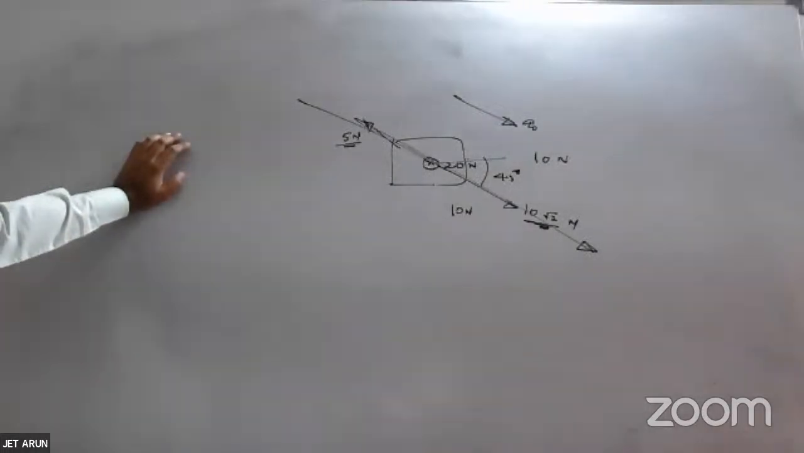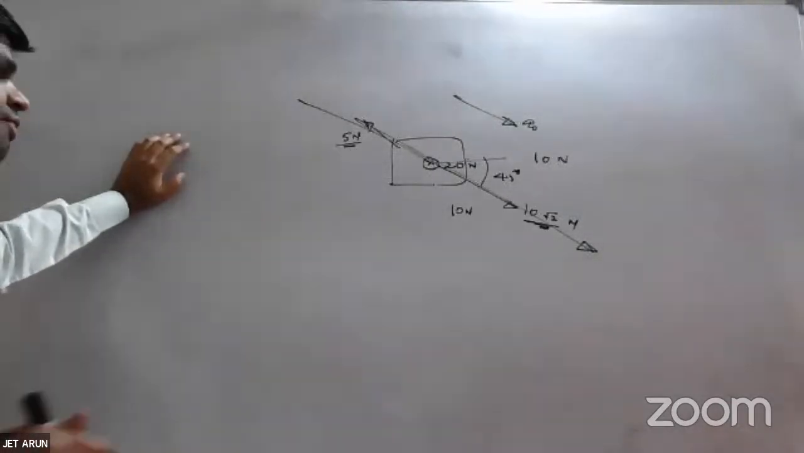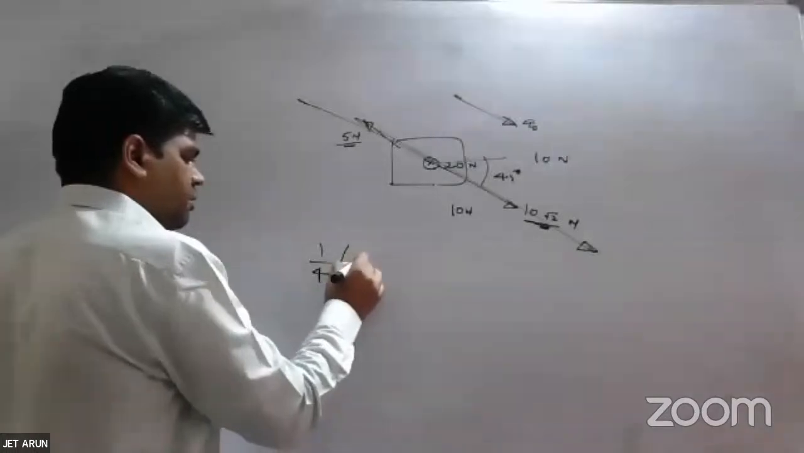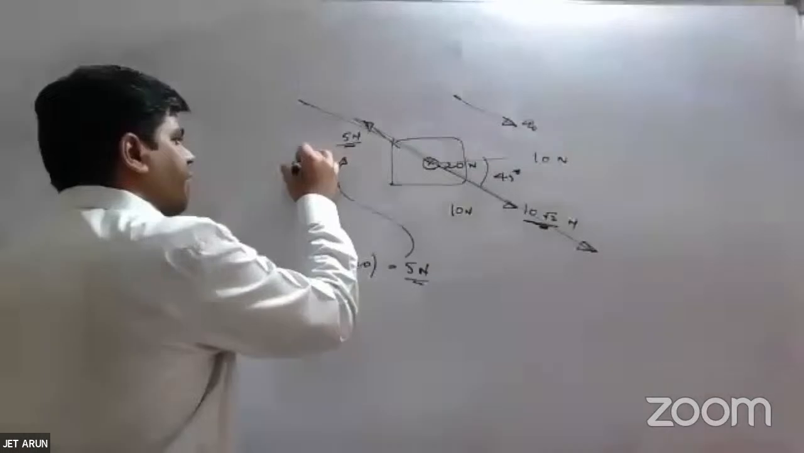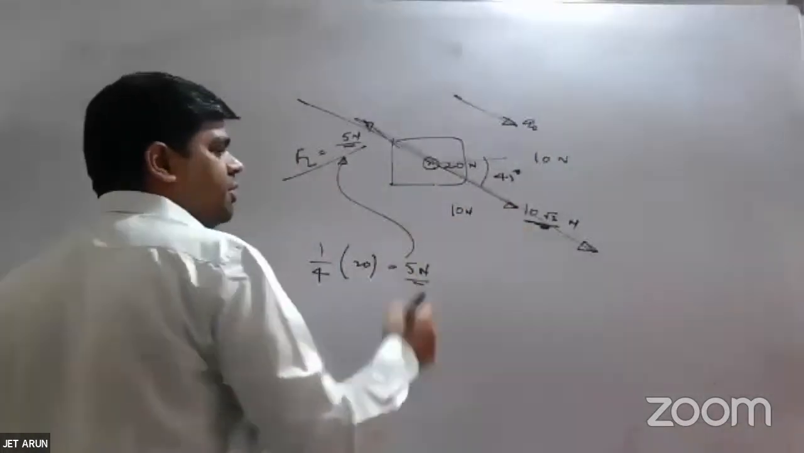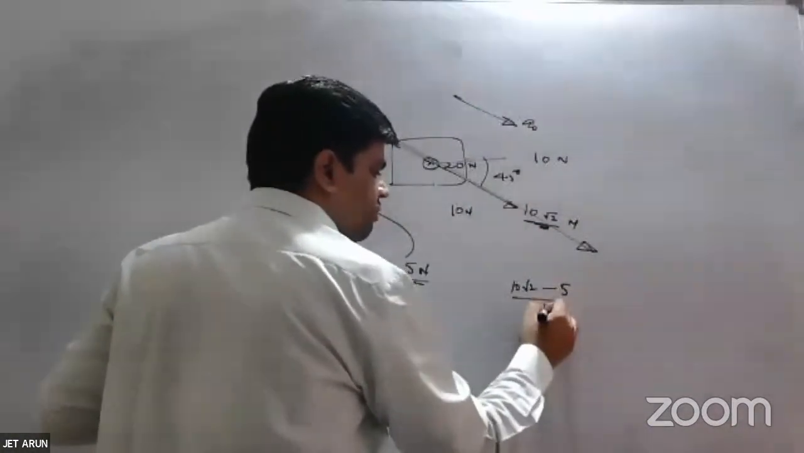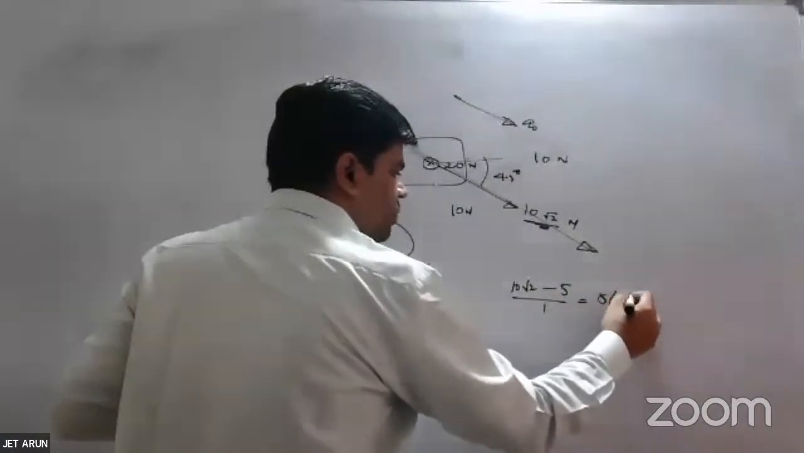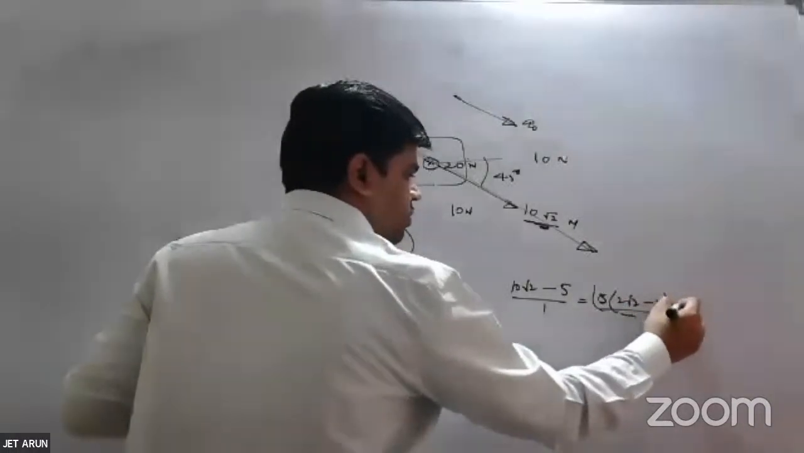Okay. Now, what is the limiting value of the friction? Mu times N. And N is 20 Newton here. Mu is 1 by 4. 1 by 4 times 20, which is 5 Newton. So 5 Newton is my limiting value, F_l. And my external force is greater than 5 Newton. 10 root 2 is greater than 5 Newton. So it will start moving in this direction with an acceleration of 10 root 2 minus 5 by 1, which is 5 times 2 root 2 minus 1 meters per second square.